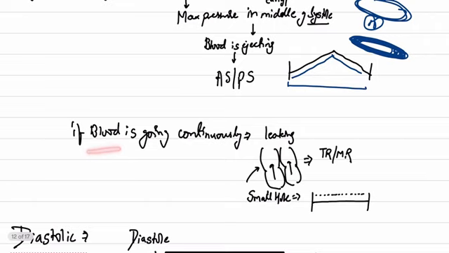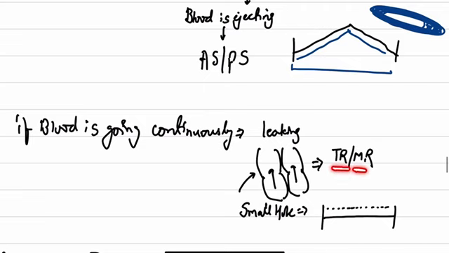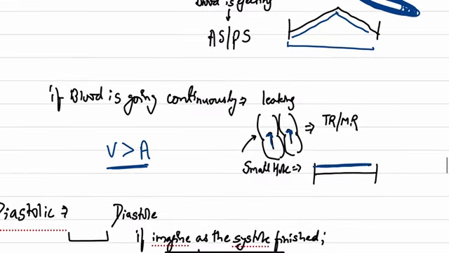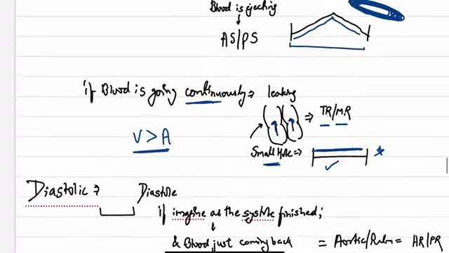If blood is leaking continuously, it can leak from the tricuspid and mitral valve. The pressure in the ventricle is always greater than in the atria, so there is continuous leaking of blood in the systolic part. From the start it is leaking into the upper chamber, with the same intensity because the hole is small. This is known as tricuspid regurgitation and mitral regurgitation. It is a continuous murmur.